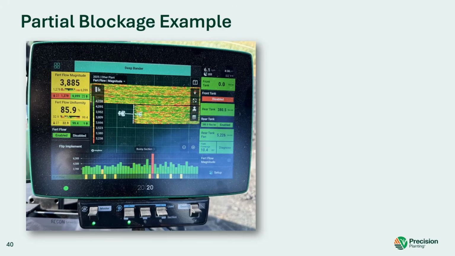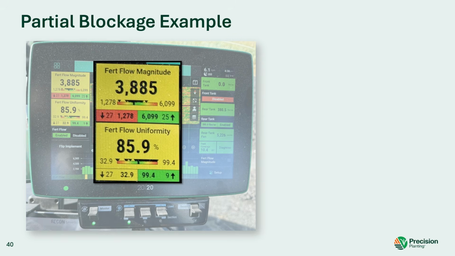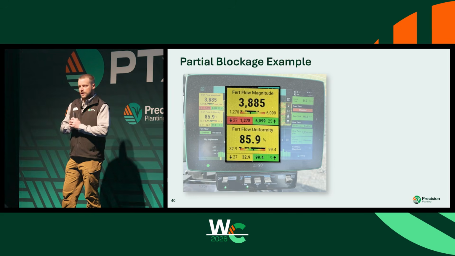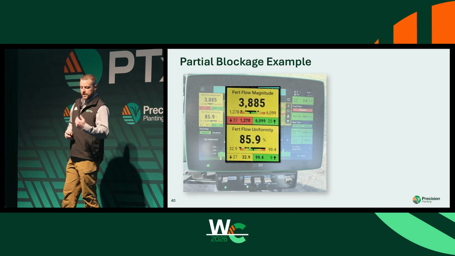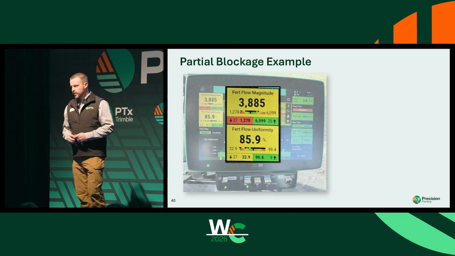So here's a partial blockage example from this fall, just to give you an idea. As I'm looking at this screenshot, you can see that row 27 is showing that it's a failure. My failure alarm, I don't remember what my setting was, but as I blow that up for you, it wasn't actually a row failure. Row 27 had a magnitude. I had flow going through it. It's showing 1278 compared to an average of about 4,000.